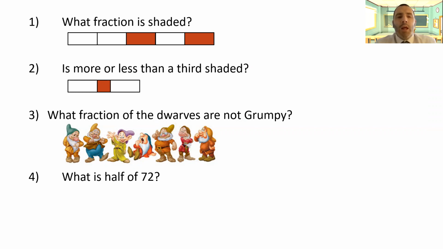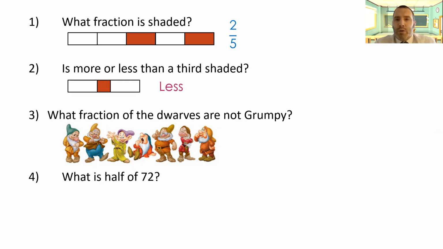Let's find out. Question 1, what fraction is shaded? My shape's been split into 5 equal parts and 2 of those are shaded. So 5 will be my denominator and 2 will be my numerator. So there we have 2 over 5. Question 2. My shape has been split into 3 pieces. We can see that, but they're not equal. So I'm going to say less than a third has been shaded, which is correct.